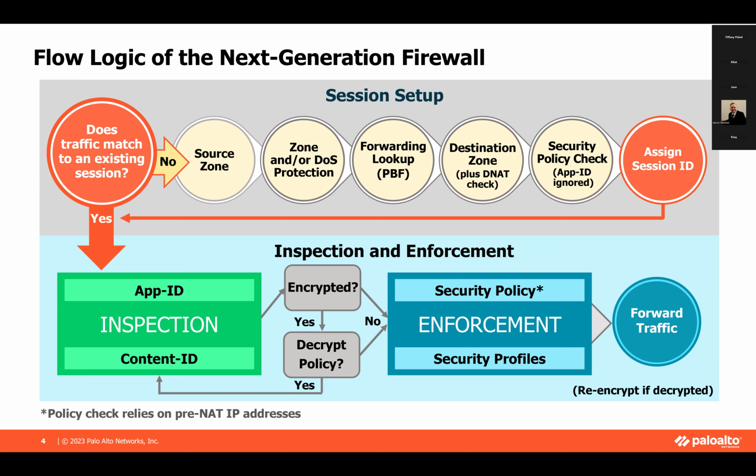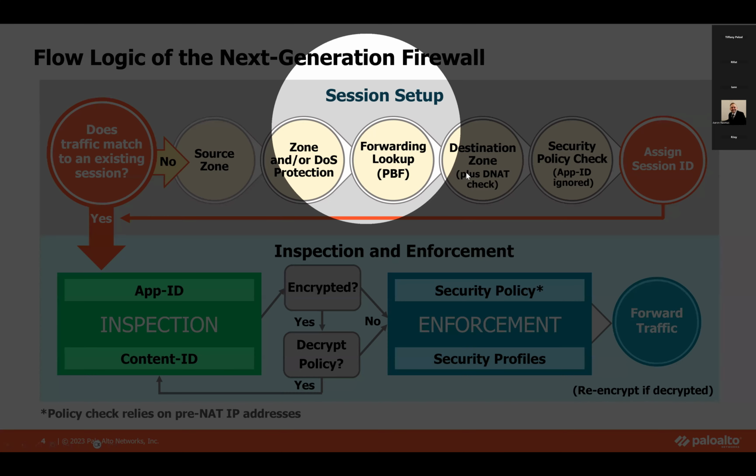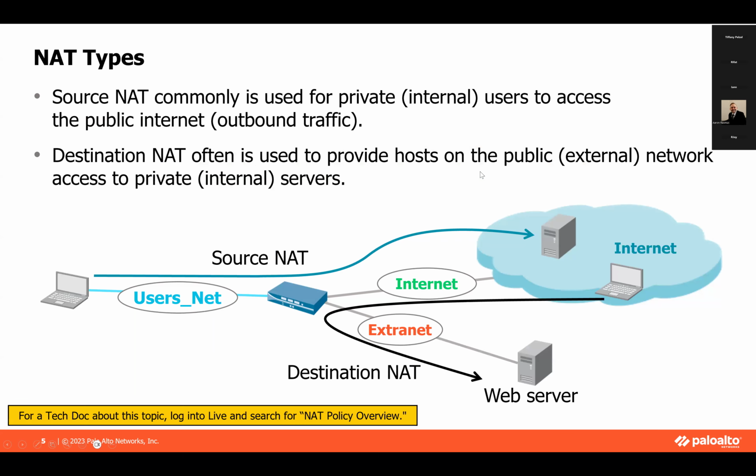So what we're going to be looking at here is in this destination zone and whether or not that includes a DNAT check up here at the top, right about there. And so again, there's two different NAT types we're worried about.